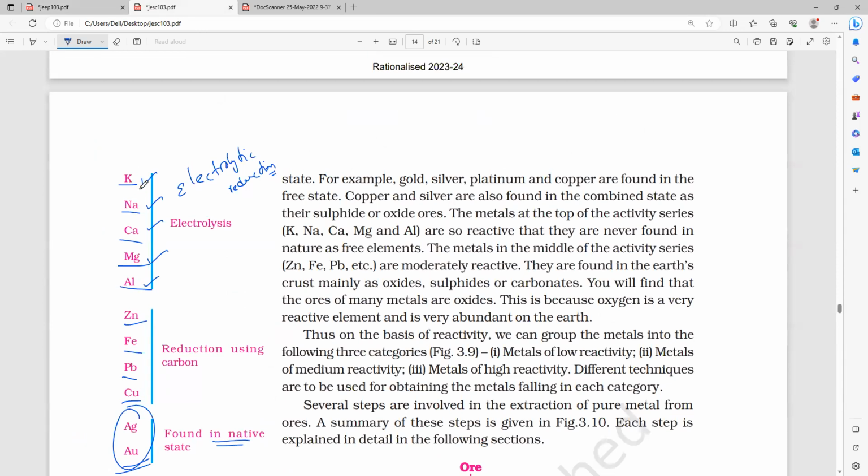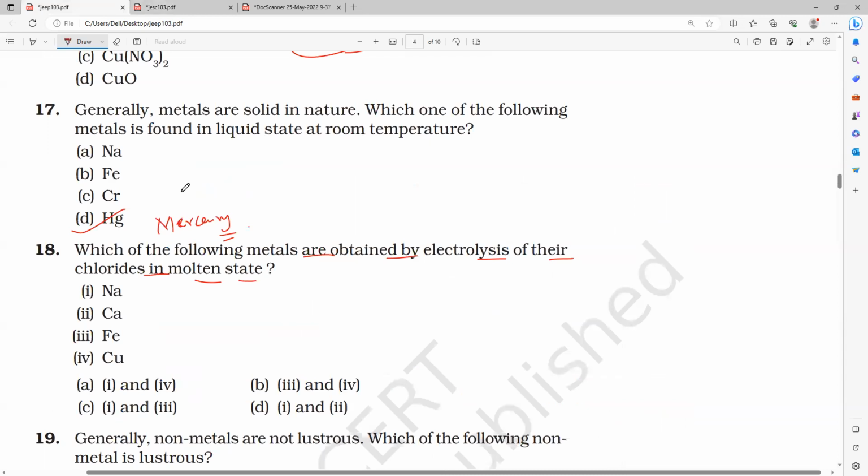Potassium, sodium, calcium, magnesium, aluminum. So that's all. So what are the options? You can check it. Wherever sodium and calcium are, copper cannot come, iron cannot come. So sodium and calcium. So option D.